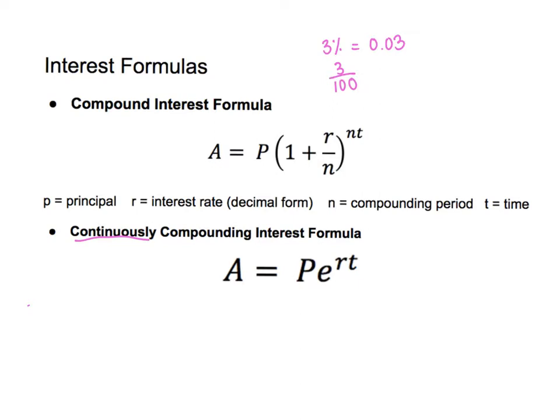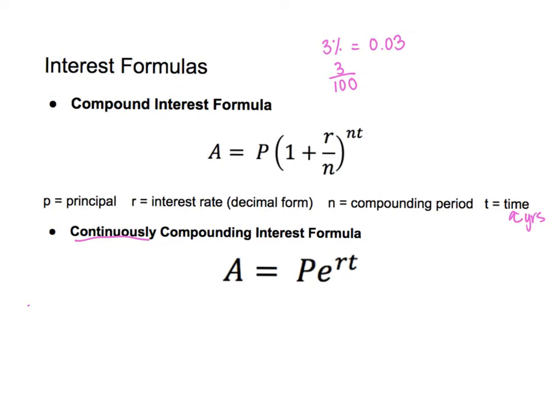Or just divide by 100. So now let's talk about time, T. T represents time, but time is always represented in years when we're talking about using this formula. So time is in years.